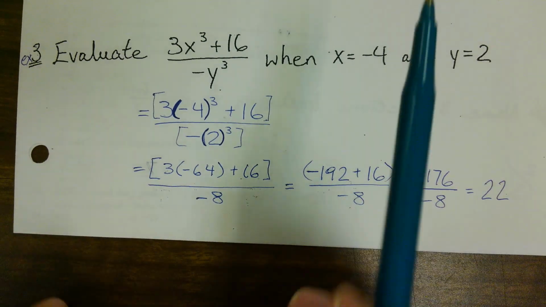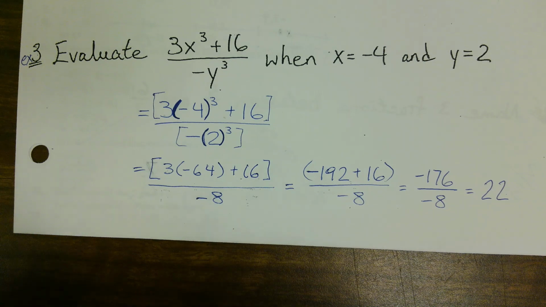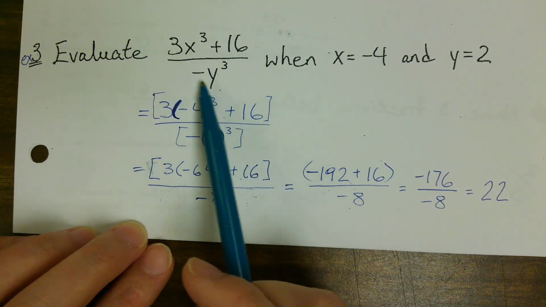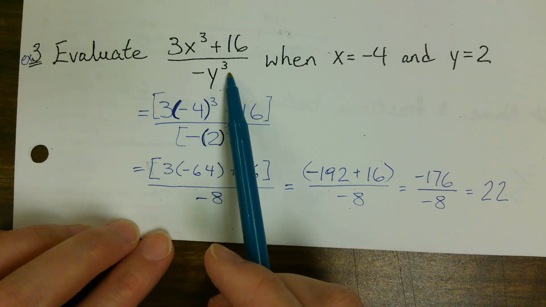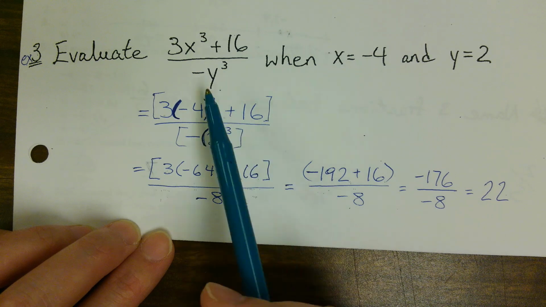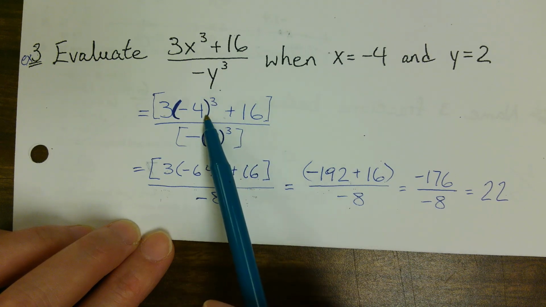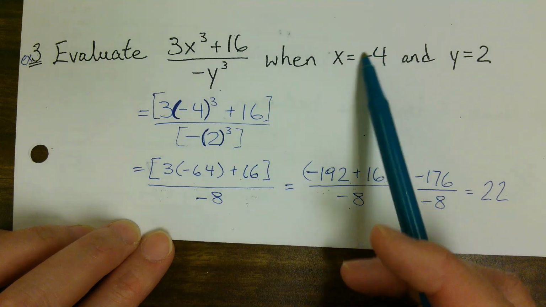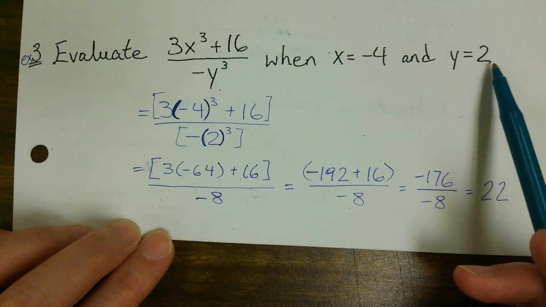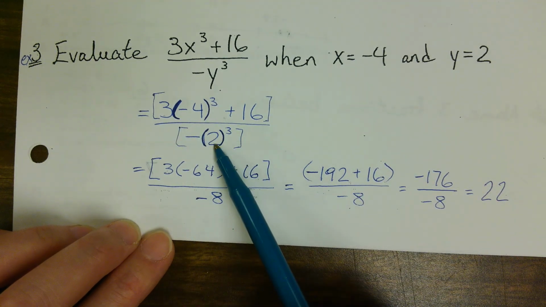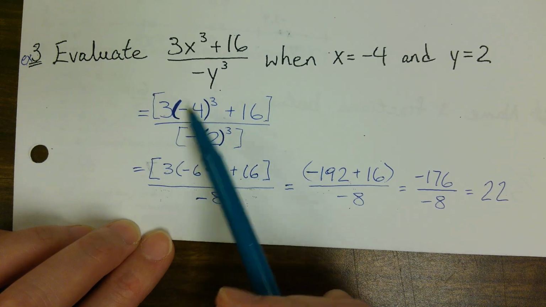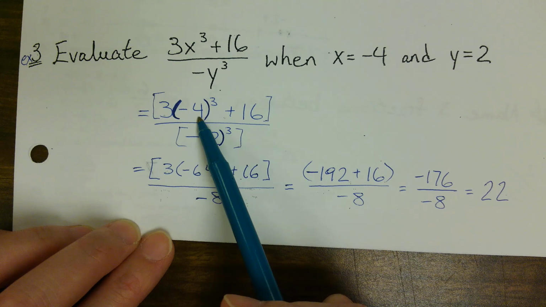Example 3. So when you read this out loud, this reads 3 times x cubed plus 16 divided by -y cubed. So when you substitute, make sure you have the brackets around what you're substituting. So the bracket around the -4 and a bracket around the 2. Otherwise, this will read 3 minus 4. And we don't want that. We want to keep it as multiplication.